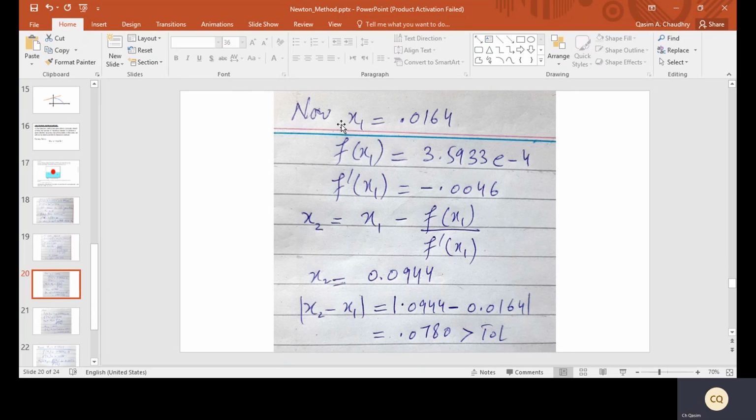So let's now, students, since we have this x1, find out f of x1 to be this one, and now f prime of x1 is equal to this one, and now x2 is equal to x1 minus f of x1 over f prime of x1. So students, if you substitute all these values here, you get x2 is equal to 0.0944. So students, x2 minus x1.